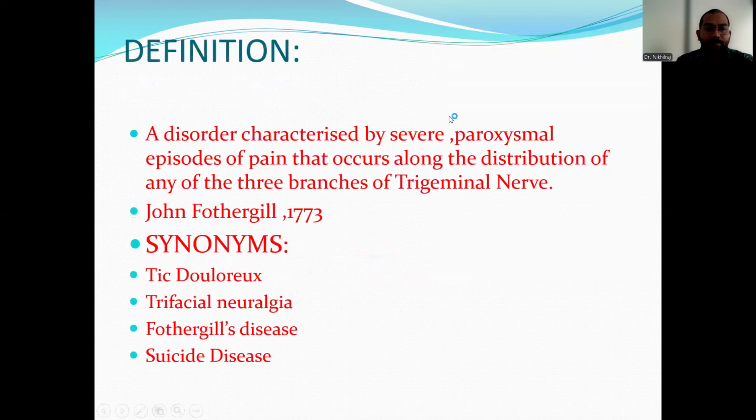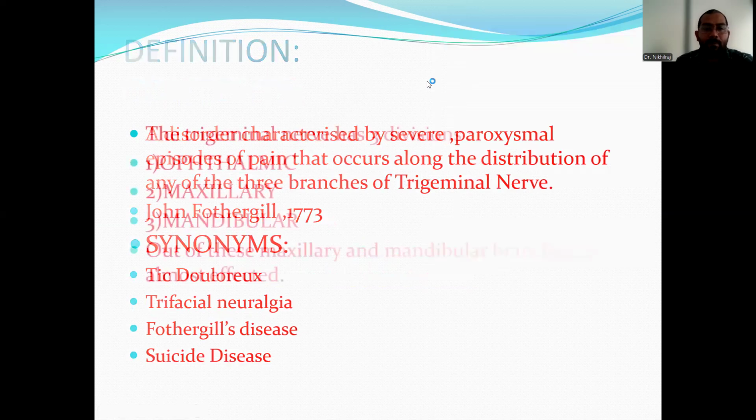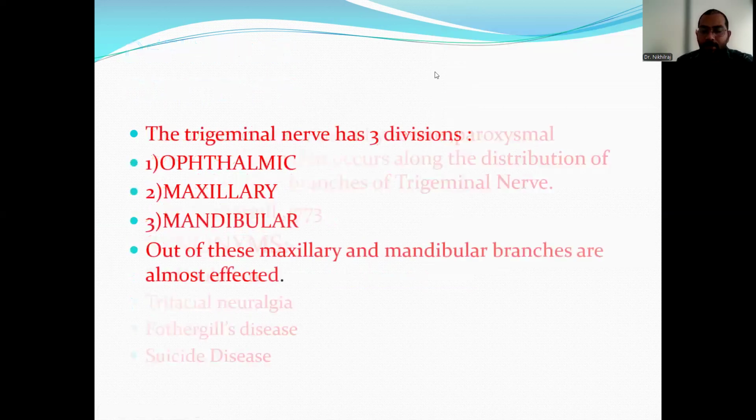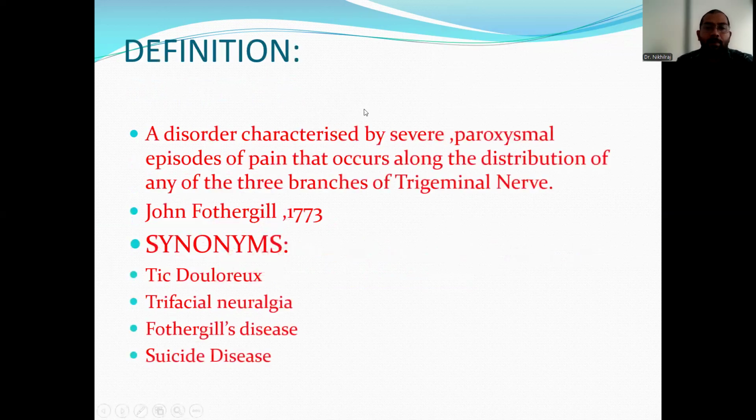By definition, trigeminal neuralgia is a severe paroxysmal, episodic pain that occurs along the distribution of any of the three branches of the trigeminal nerve. It was described by John Fothergill in 1773. The synonyms are tic douloureux, trifacial neuralgia, Fothergill disease, and suicidal disease.